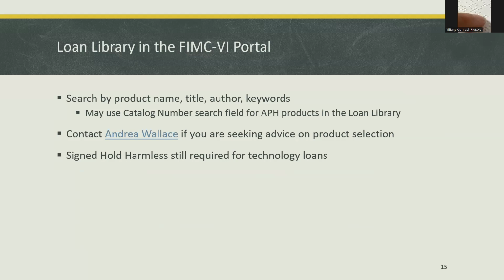There is a separate catalog number field, which is specific to APH products. So you only want to use that if you are looking for an APH product that is in the loan library, but your best bet is still to just go ahead and search by the name or keyword that you might have in mind. If you're looking for advice on product selection, continue to contact Andrea for assistance with that.